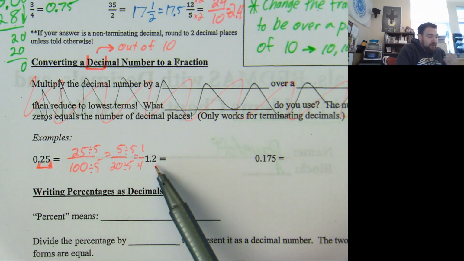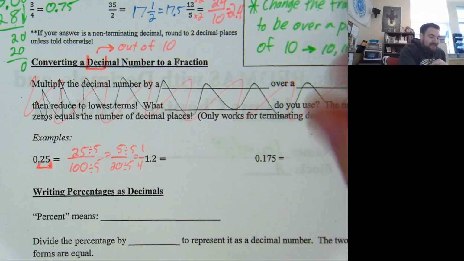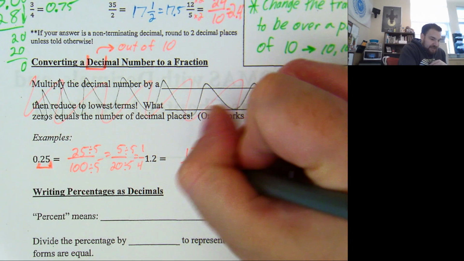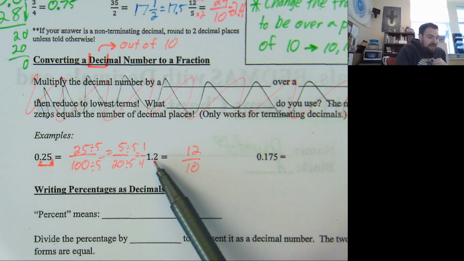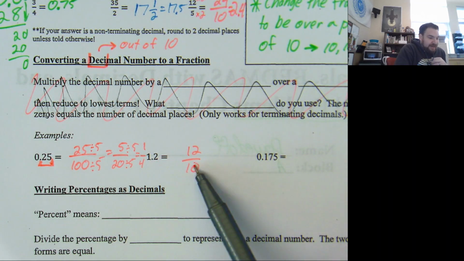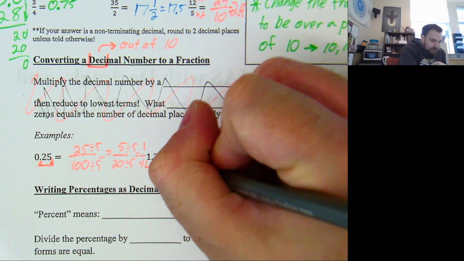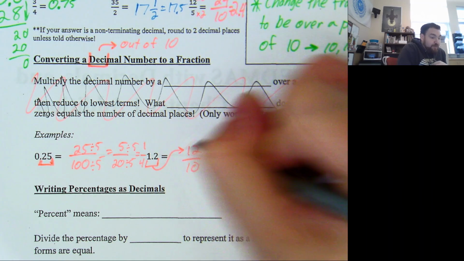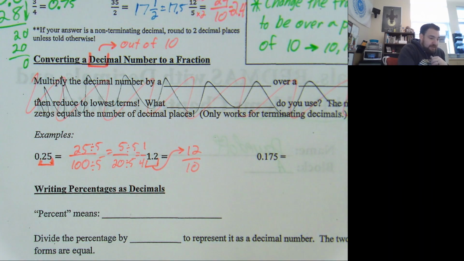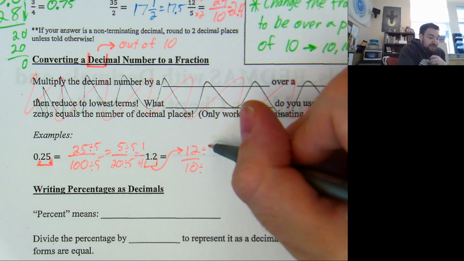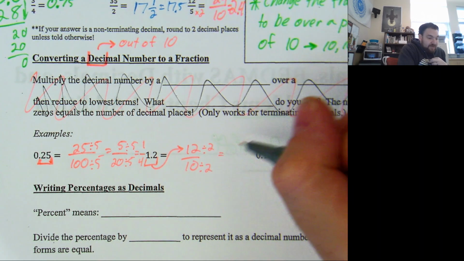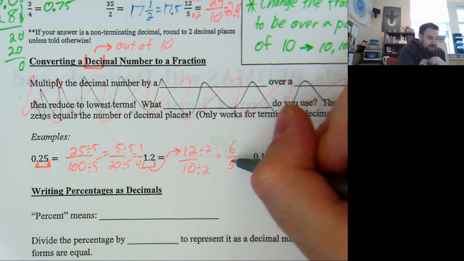So then 1.2 is similar. What place is that 2 in? The tenths. So this is going to become 12 over 10. That tenths spot becomes the denominator, and then that whole number becomes the numerator. So 1.2 became 12 over 10. And now I can reduce. Both of these are divisible by what? They're both divisible by 2. So 12 divided by 2 is 6. 10 divided by 2 is 5, and we're done.